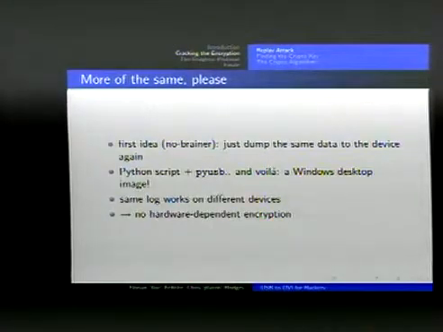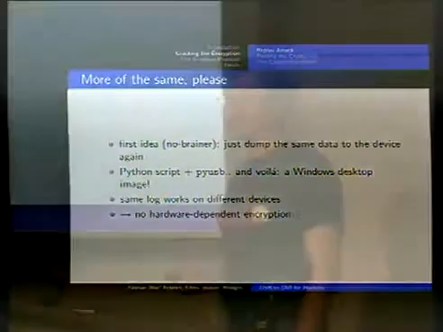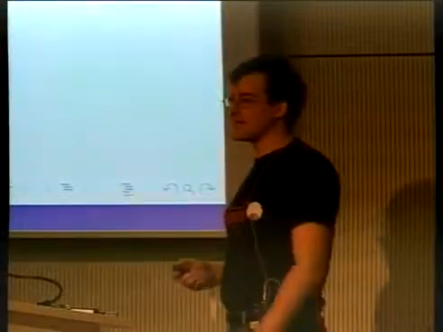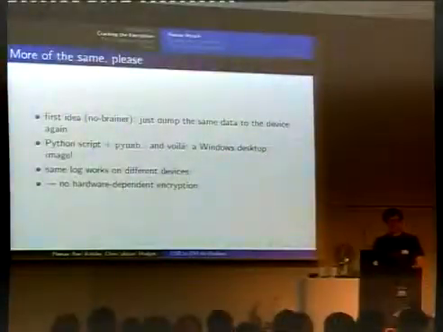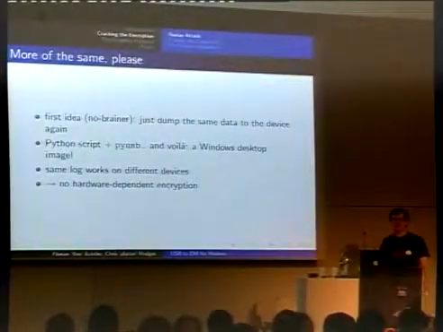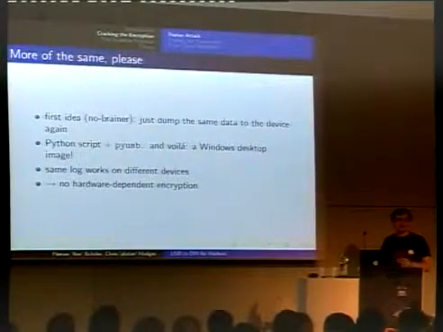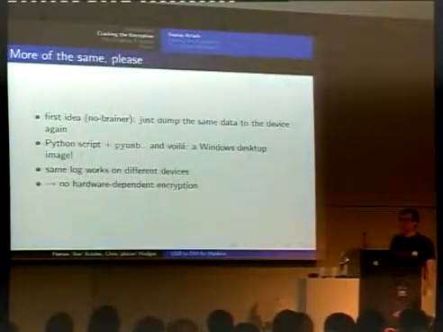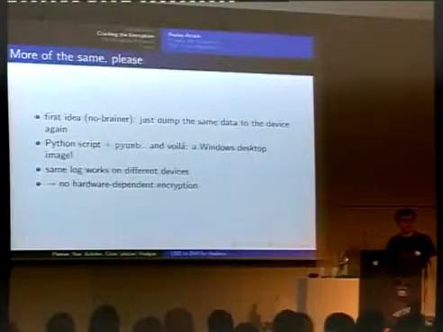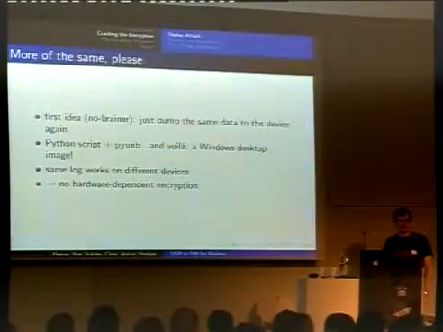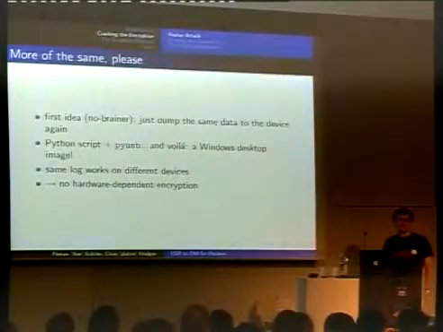The first idea is pretty simple. We just took the log, wrote a Python script to dump this to the device again, and we did this with the first initialization sequence, and what we got was a static Windows desktop image. So this already allowed us some conclusions. As the log worked on different devices, it looked like the encryption wasn't hardware dependent in any way. So crack one device and you've cracked all of them, which is of course a bonus.